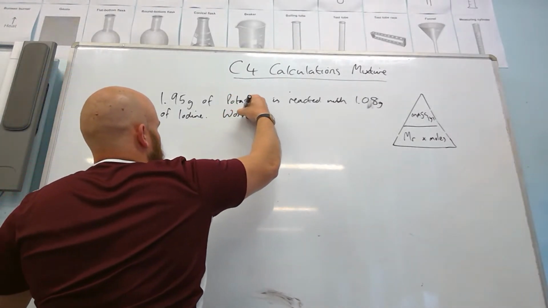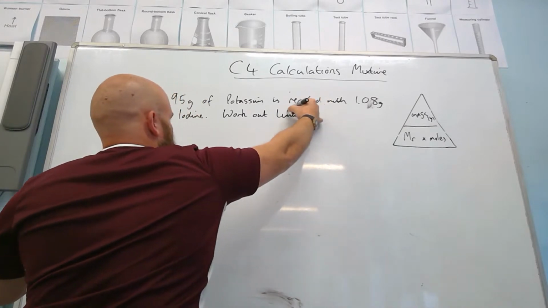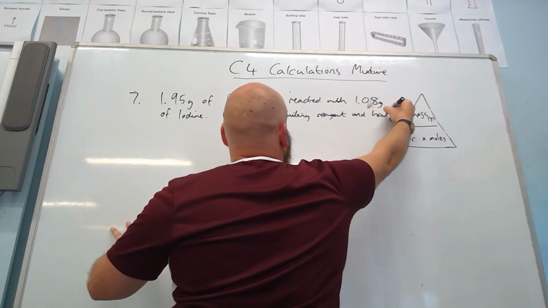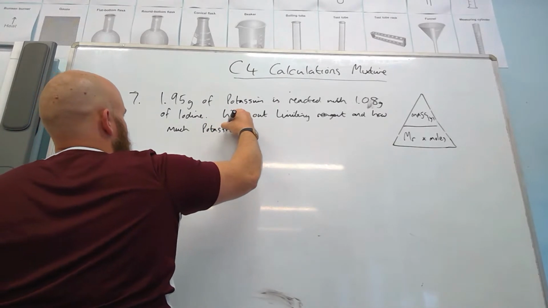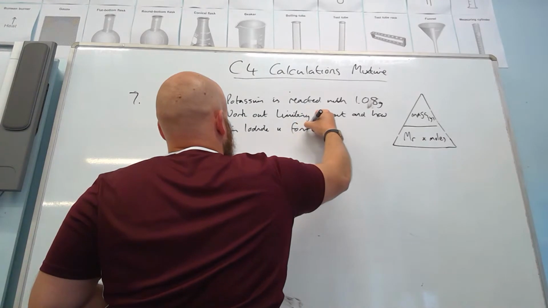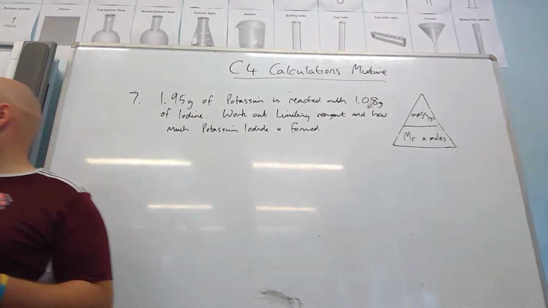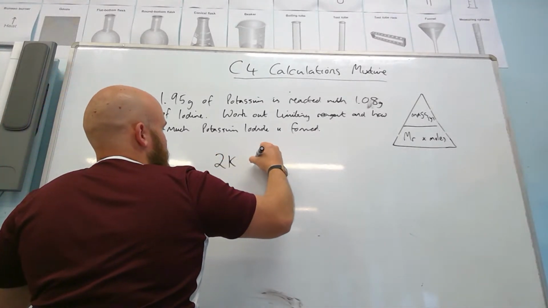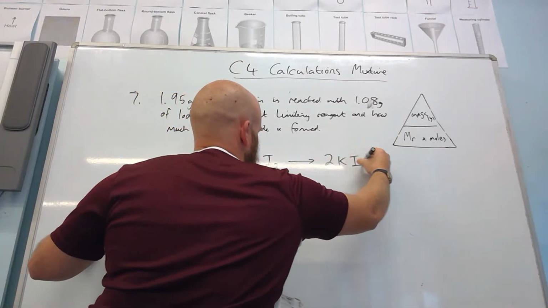So work out the limiting reagent and how much potassium iodide is formed. So I'll write the equation out and then we'll go through how we can actually do this. This is the toughest question we've done so far. So it's 2K plus I2 makes 2KI.